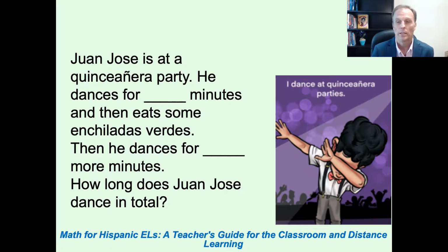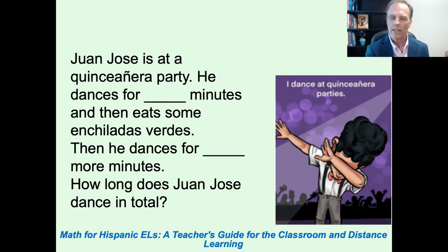And the point is, as I said, this is not going to be the case for all multilingual learners. This is a story about one multilingual learner that I know. I named him Juan Jose. So let's check this out. Juan Jose is at a quinceañera party, and that's true. The person I'm writing about used to go to quinceañera parties almost every weekend. He dances. Notice we provide access by using the present tense for blank minutes.